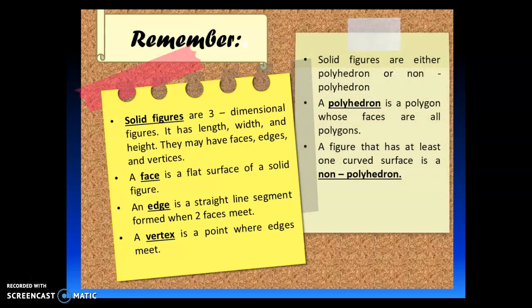Solid figures are either polyhedron or non-polyhedron. A polyhedron is a solid figure whose faces are all polygons. Examples of polyhedra are prisms and pyramids. A figure that has at least one curved surface is a non-polyhedron. Cylinders, cones, and spheres are considered non-polyhedra.